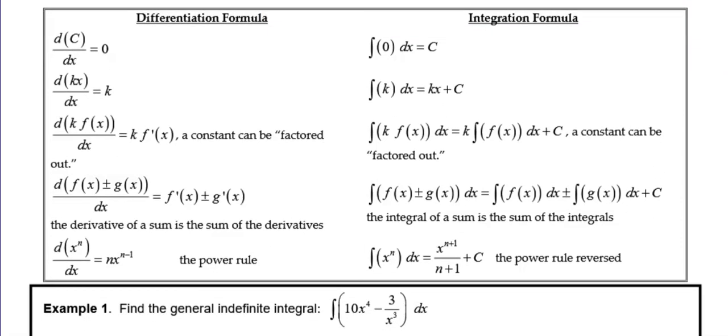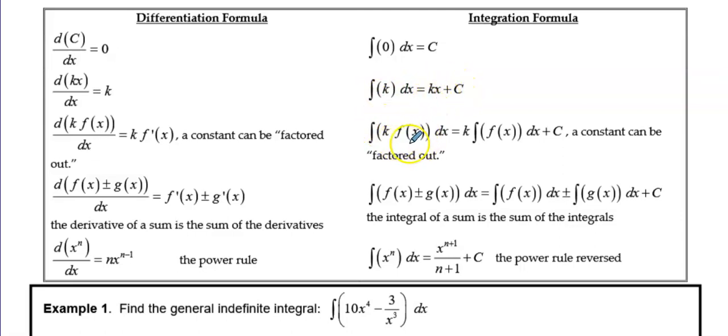So let's look at these differentiation and integration formulas. This we've already talked about in previous lessons, unit 1. When you integrate 0, you're going to get c, because the derivative of a constant is just 0. If you're trying to integrate a constant, any constant, 3, 5, 7, 9, whatever, it's just going to be that constant times x, and then plus c.